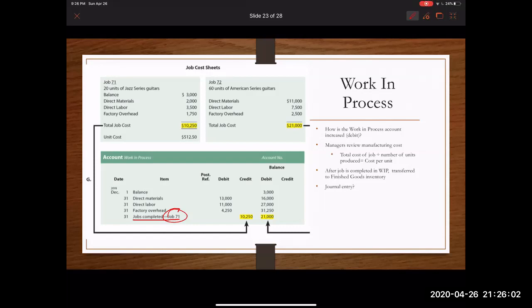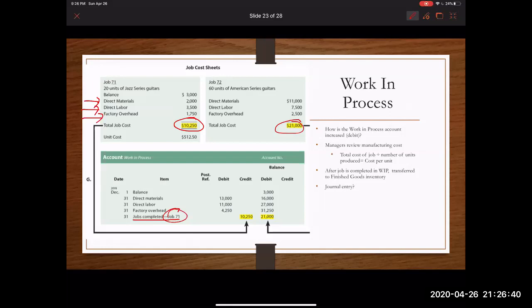In the work in process account, you have job number 71, job number 72, and all of the information regarding each of the jobs. As I mentioned before, here's our direct material, direct labor, and factory overhead. For job number 71, the total cost of that job is $10,250, and for job number 72 it is $21,000. As a job is completed, it is moved from work in process to finished goods. We're no longer going to keep it there because it is a finished product.